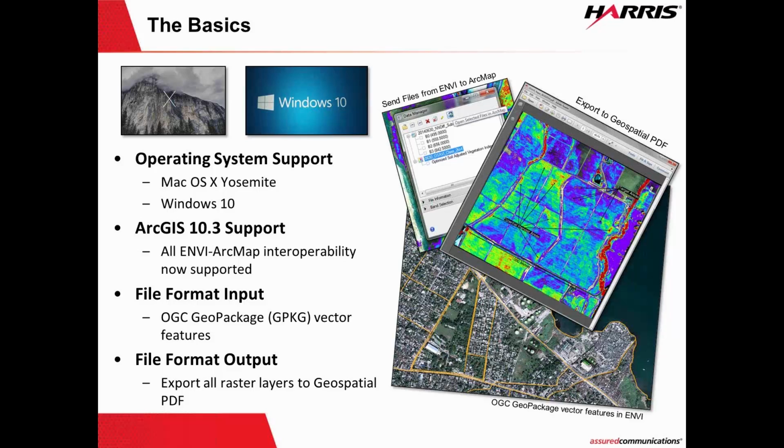So we also now support OGC GeoPackage vector features, and we have also made enhancements to our export to geospatial PDF capabilities. So that was included in the previous release, but now we have just a little bit more functionality with that. You can choose to export just the view extent of what you're viewing in the ENVI display, or you can export entire raster layers to geospatial PDF.